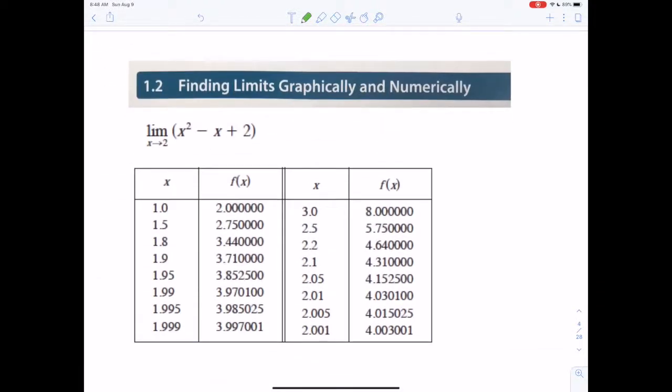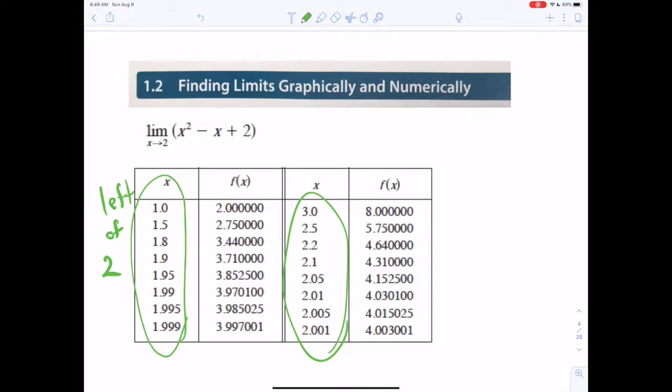Okay, so here we go. This is basically what they have in the book, just to show you. As we got really close to 2 from the left, notice how these are all the values to the left of 2. These are all the values to the right. Now, we didn't use exactly the same values as they did, but it really doesn't matter, okay?